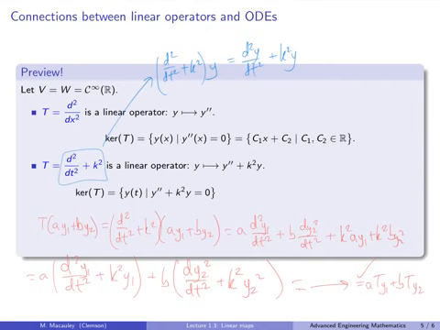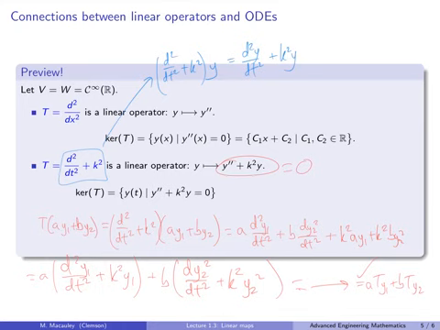Okay, so it's linear. It inputs a function y and spits out that function's second derivative plus k squared times the function itself. And what's the kernel? The kernel of this map is all of these y of t's that get mapped to 0. Now what does it mean to get mapped to 0? That means that this guy is equal to 0.